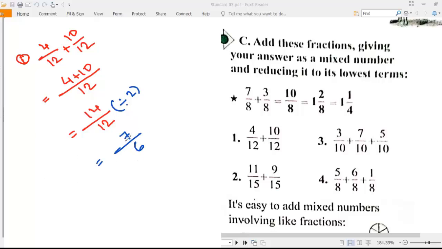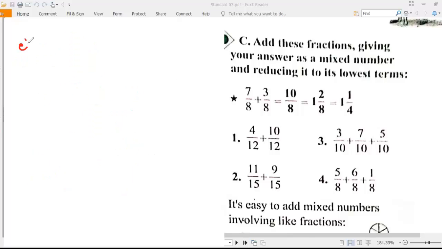So this is an improper fraction and it is already in its lowest terms. Now we have to convert it into a mixed number. How? 6 ones are 6, so the remainder is 1. So our final answer should be 1 whole 1 by 6. So that is the solution of C1.